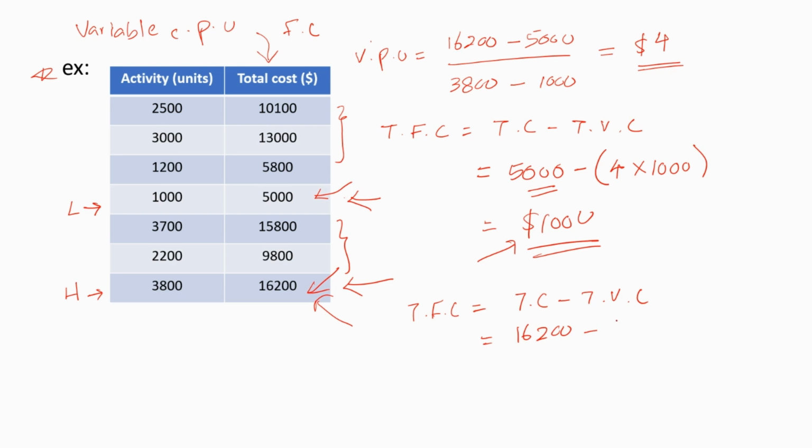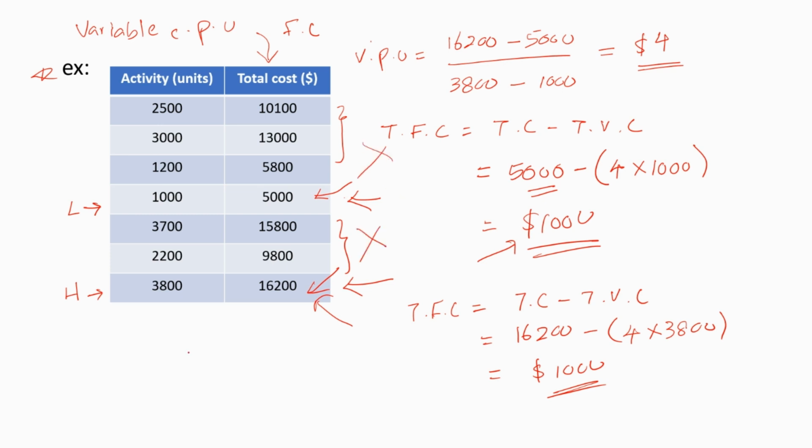16,200 minus total variable cost, which is 4 multiplied by 3,800, is also equal to $1000. This means we can use either the highest activity level or the lowest activity level when calculating the fixed cost. It is very important to remember to use a value between these two values. Do not use the other values.